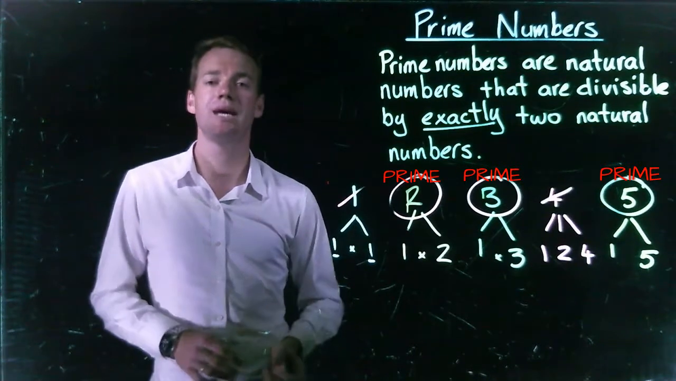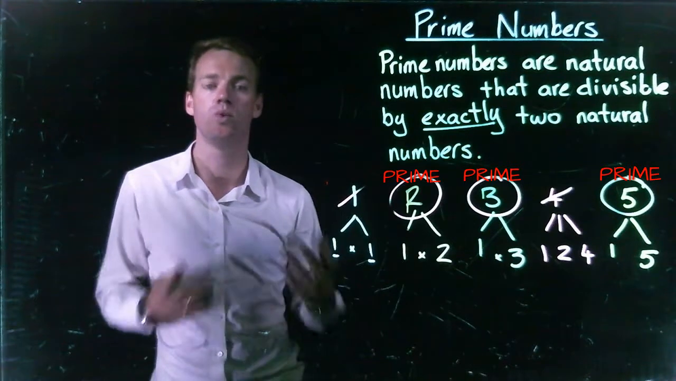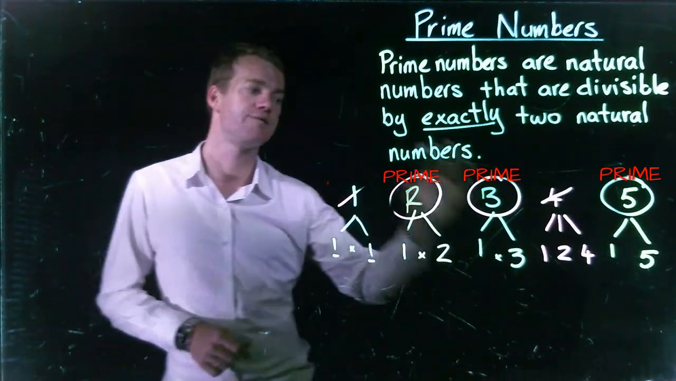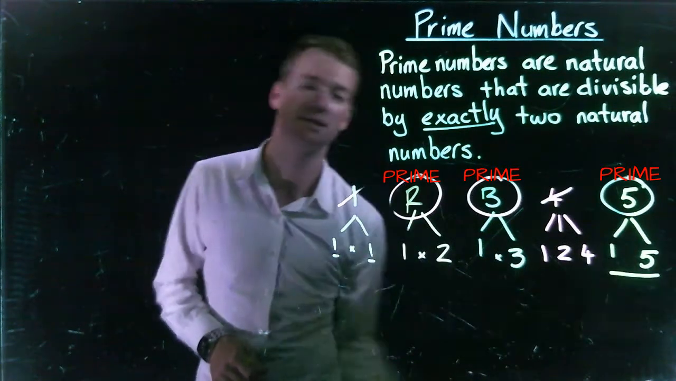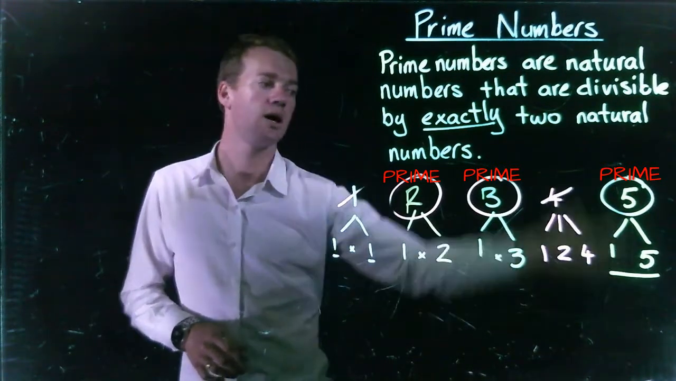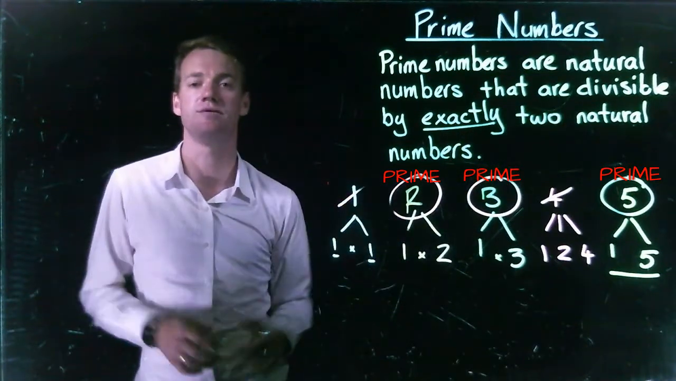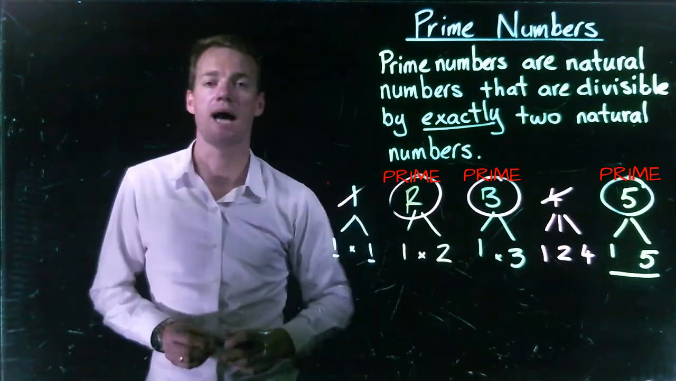So when you're looking at larger numbers, you'll need to work through your division, work through your times tables to find how many factors there are for it. Remember, you only want a number that has exactly 2 natural numbers that divide into it to be a prime.